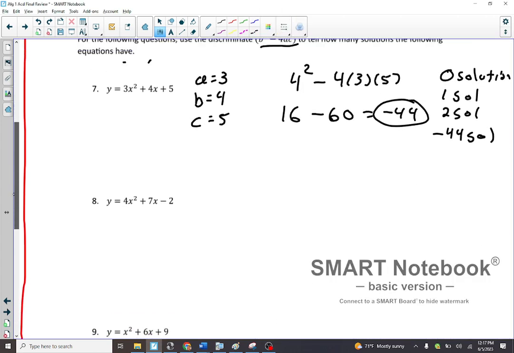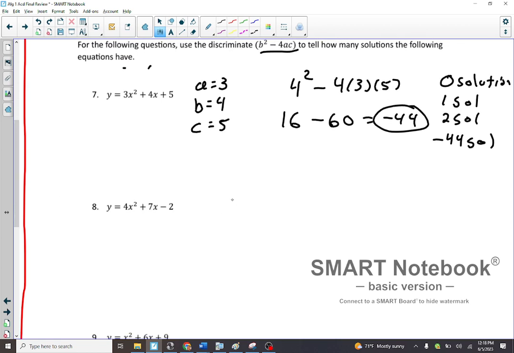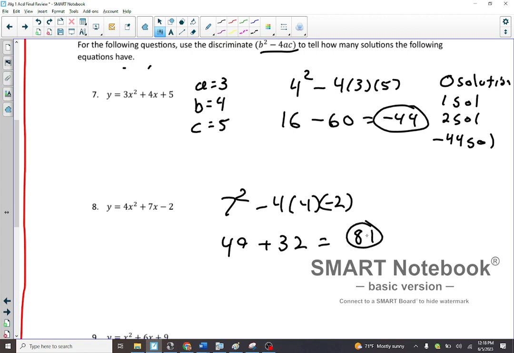All right, next one. Same thing. 7 squared minus 4 times 4 times negative 2. So 49 plus 32, this is 81. I really don't care what the exact number is. All I care is that it's positive. So because it's positive, this one's 2 solutions.